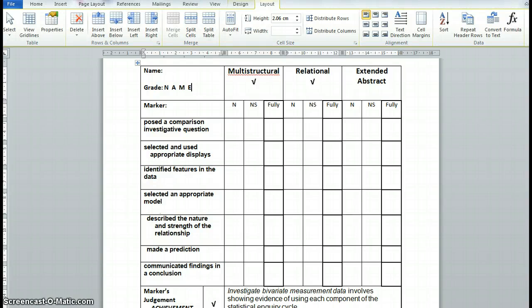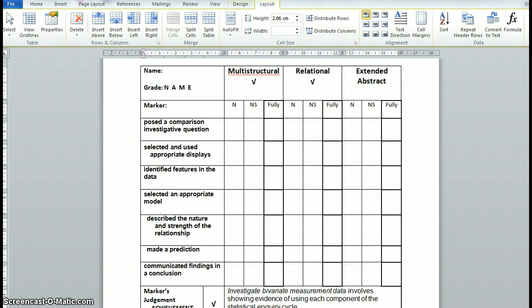So this is literally, and I've shown you this for the time series, this is literally the marking template for bivariate. You can find this marking grid on Year 13 Stats Core. So you can go and look at this, look at the marking guide, look at how it's going to be marked.